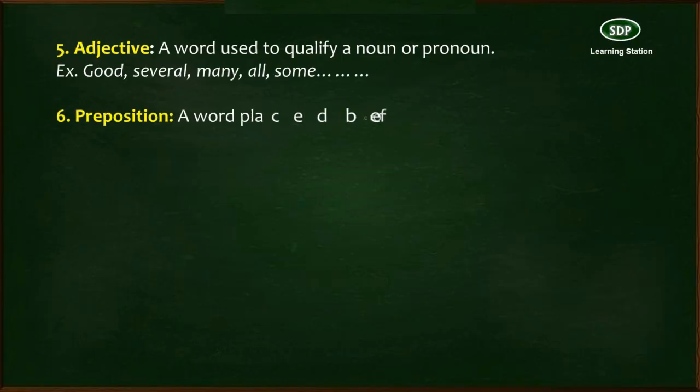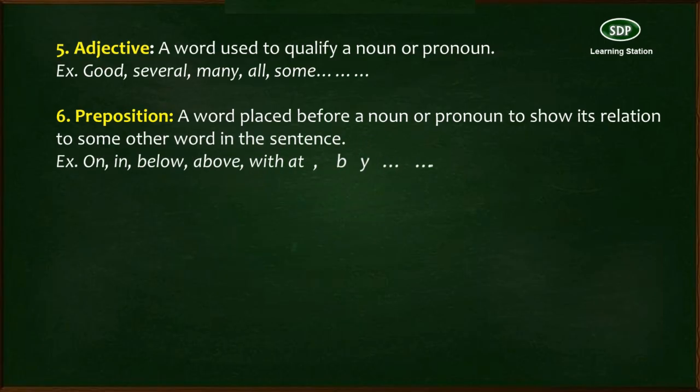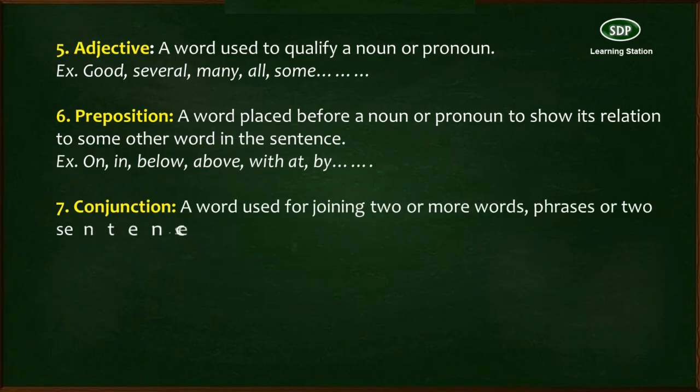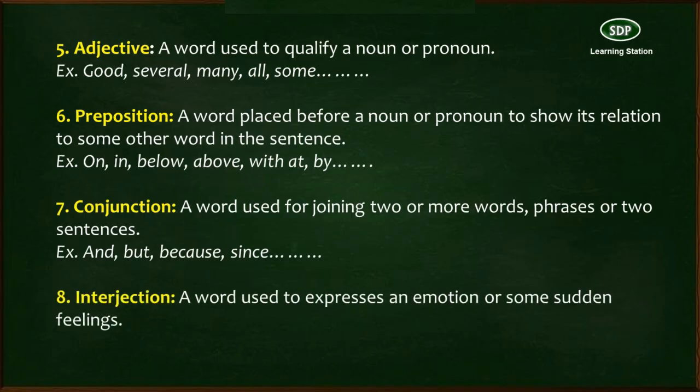6. Preposition. A word placed before a noun or pronoun to show its relation to some other word in the sentence. For example, on, in, below, above, with, at, by. 7. Conjunction. A word used for joining two or more words, phrases or two sentences. For example, and, but, because, since. 8. Interjection. A word used to express an emotion or some sudden feelings. For example, oh, wow, alas, hurrah, bravo.